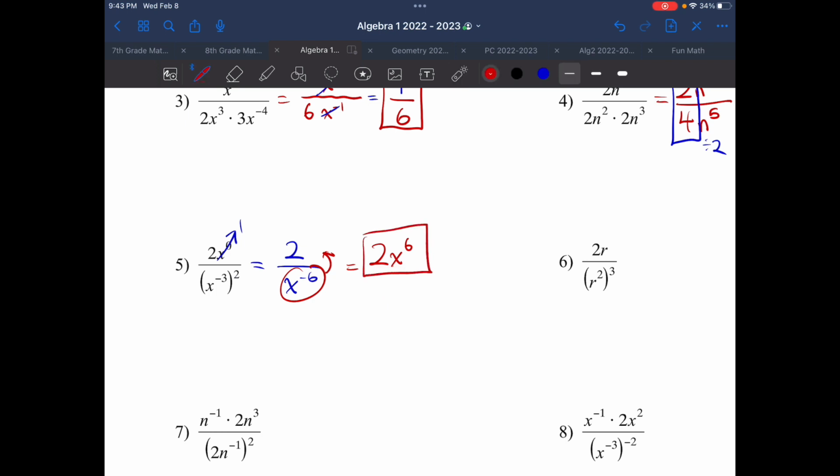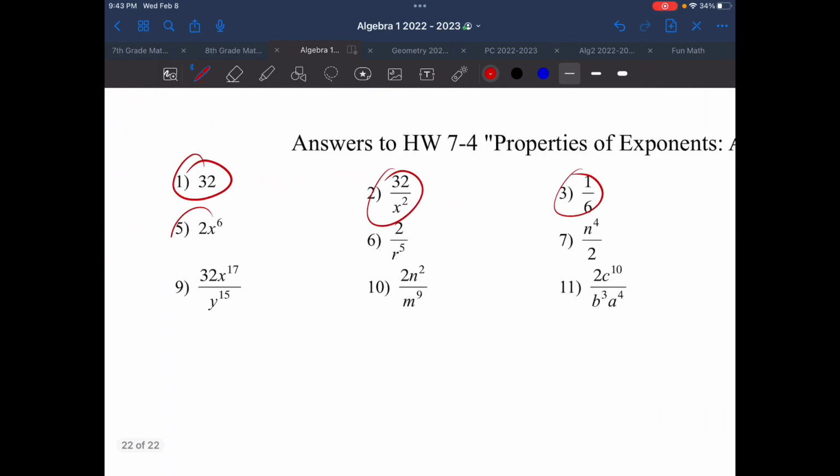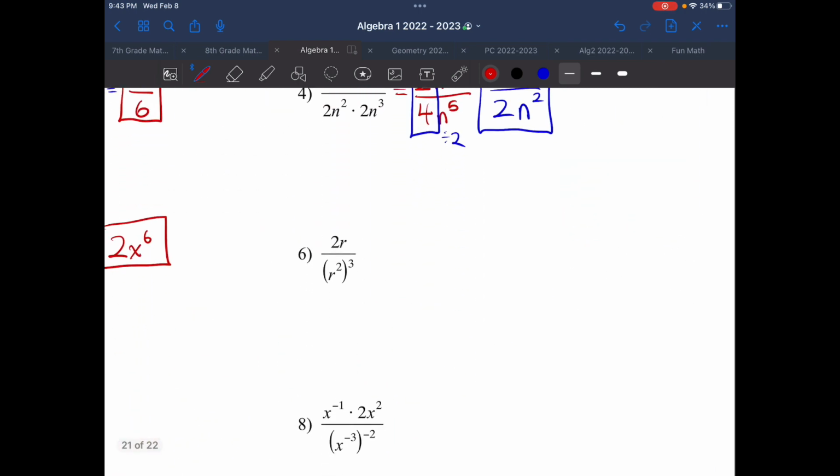Let's check our work for number 5. 2x to the power of 6. 2x to the power of 6. We're on a roll. Let's work on number 6.